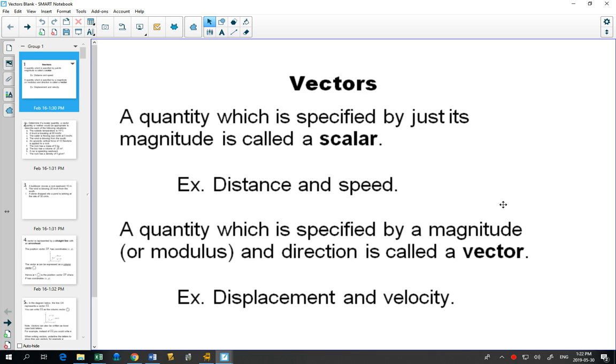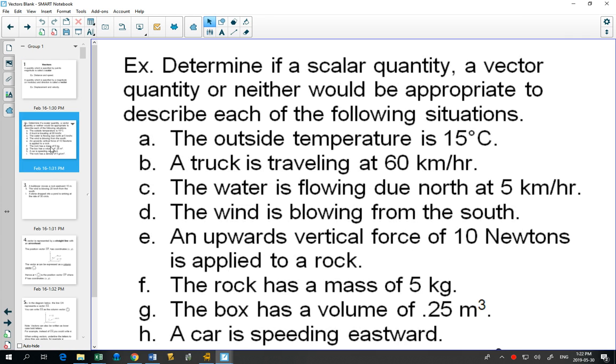So what I'm going to get you to do is we've got a bunch of situations here. And I want you to think, does it have a direction and a magnitude, or just one, or does it have neither? So classify all of these as either a scalar, a vector, or neither. And I'll put up the answers in a bit.